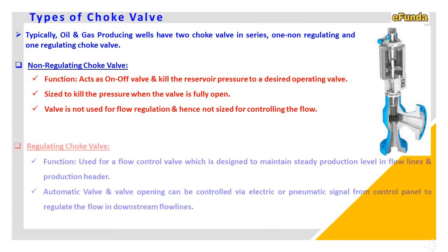The other type, the regulating choke valve, functions as a flow control valve which is designed to maintain steady production level in flow lines and production header. It is an automatic valve and valve opening can be controlled via electric or pneumatic signal from the control panel to regulate the flow in the downstream flow lines. This is how we have covered in brief the choke valve types. For the further topic, we have to see our next slide.